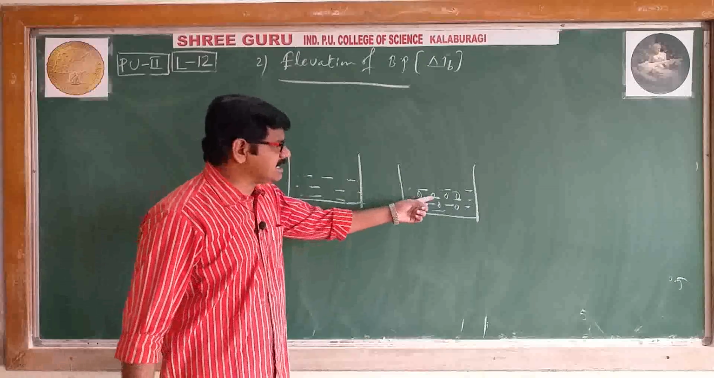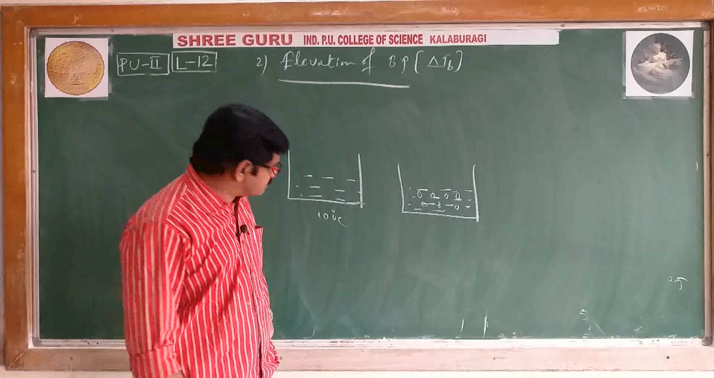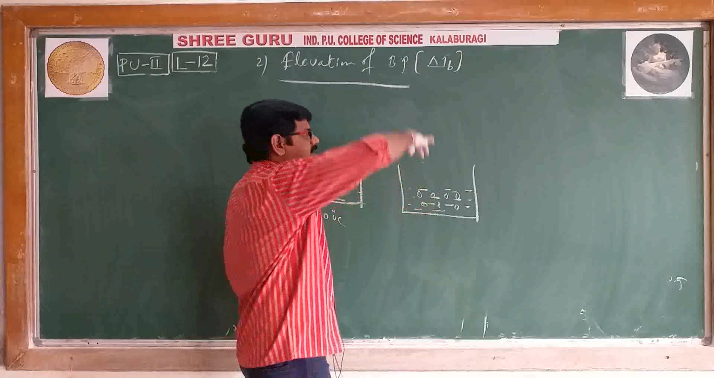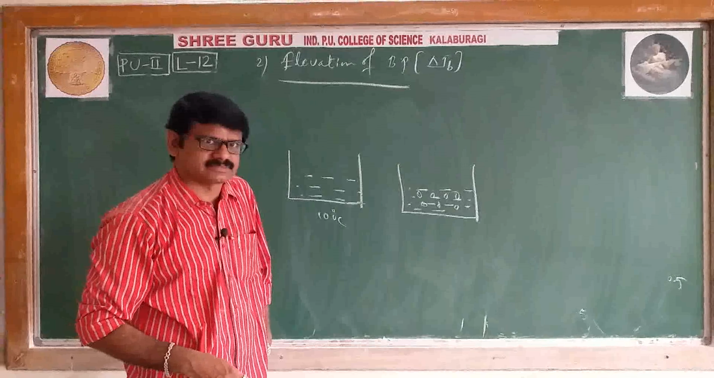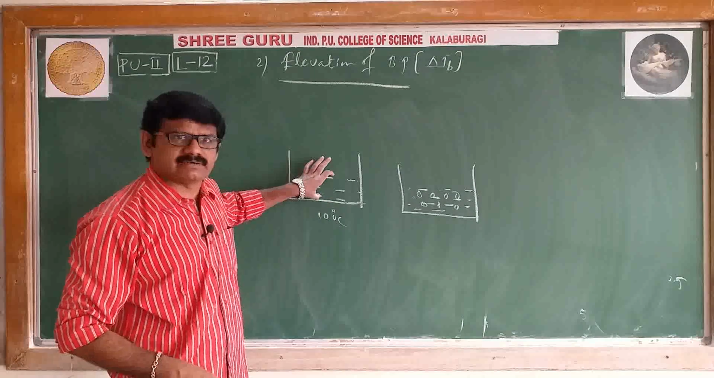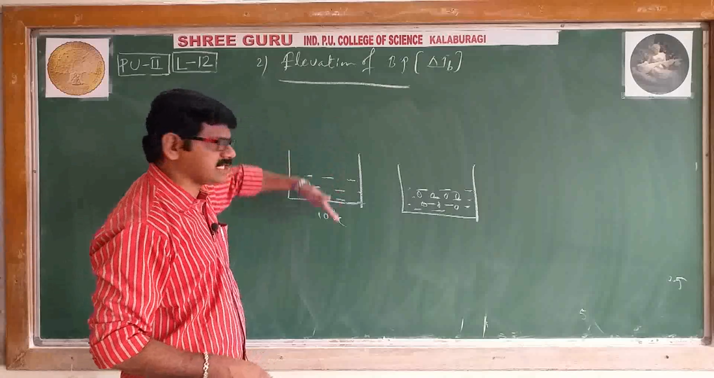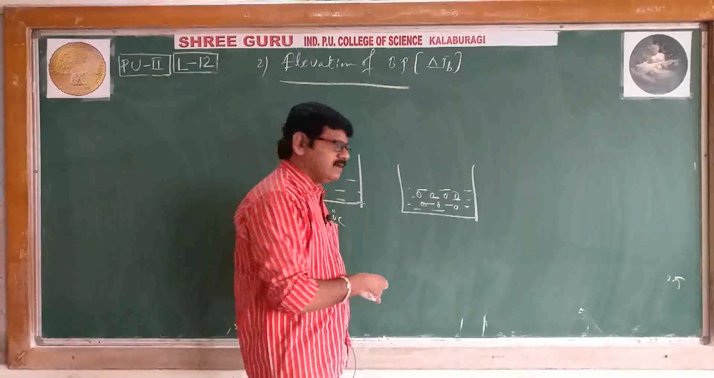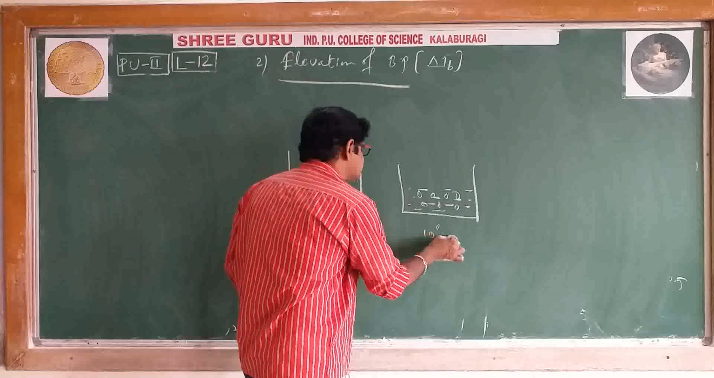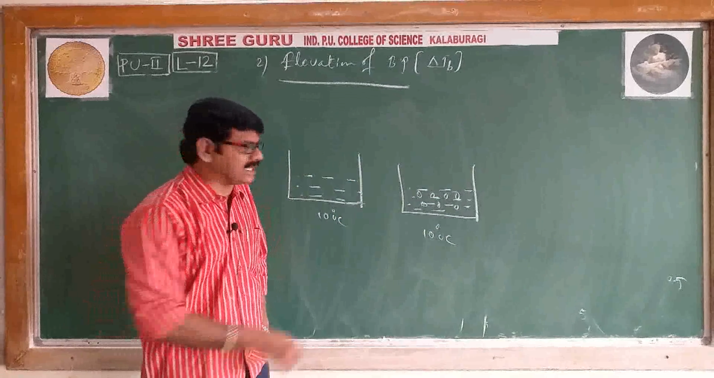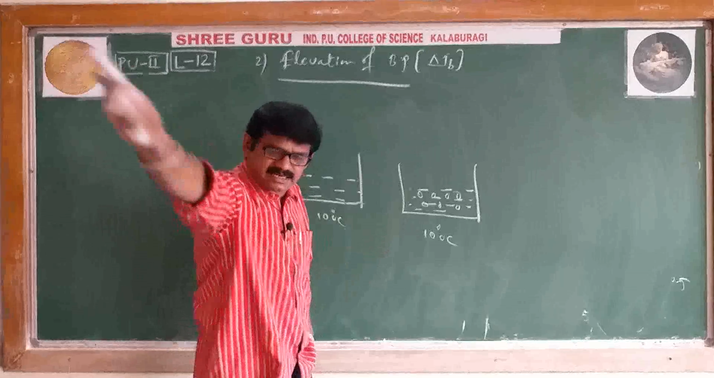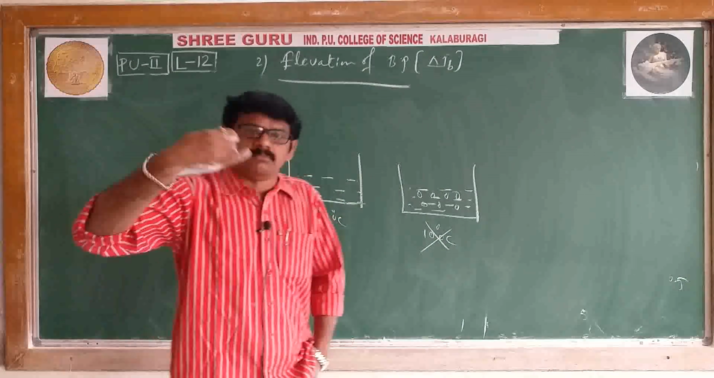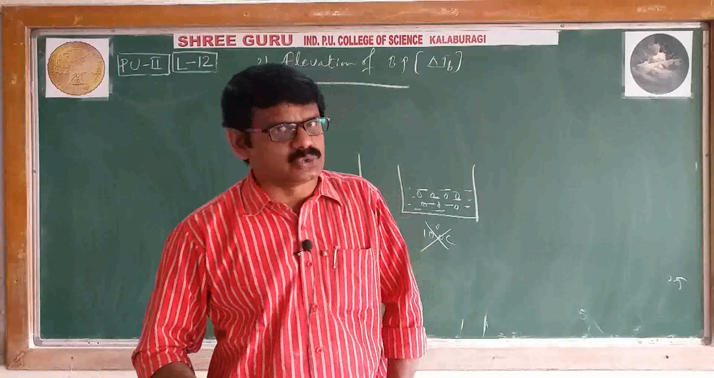If non-volatile solute particles are added, then I want to make its vapor pressure equal to atmospheric pressure. Once again, for pure solvent at 100 degrees centigrade, vapor pressure becomes equal to atmospheric pressure. But here some non-volatile solute is there. When non-volatile solute is there, at the same 100 degrees centigrade, its vapor pressure is not equal to atmospheric pressure. Still more heat we have to supply.